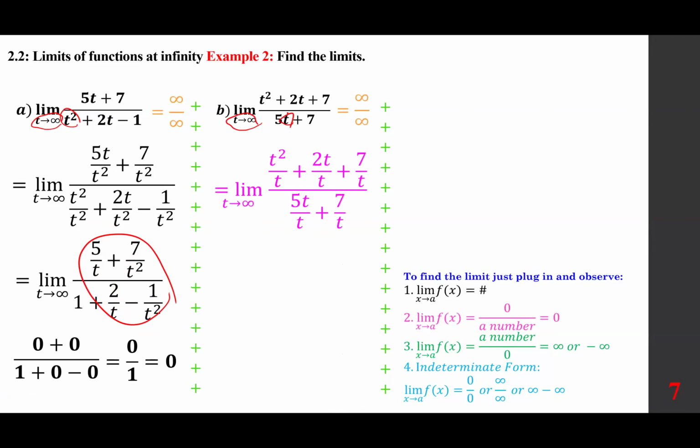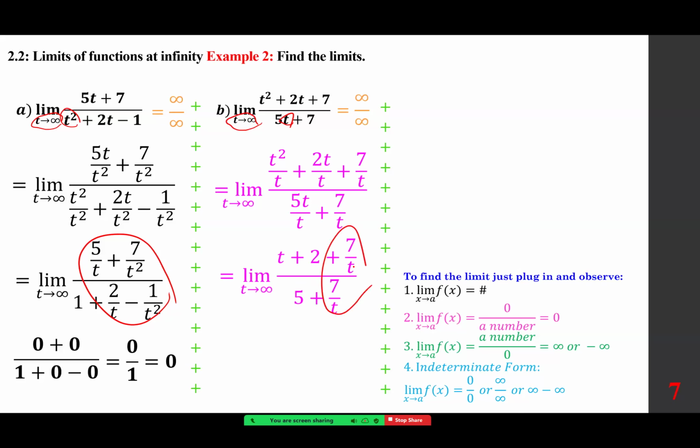When we do that and simplify, these two pieces go to zero. The numerator is infinity plus any number, which is infinity, and divided by any positive value is infinity. So it really doesn't change anything. The answer is infinity.